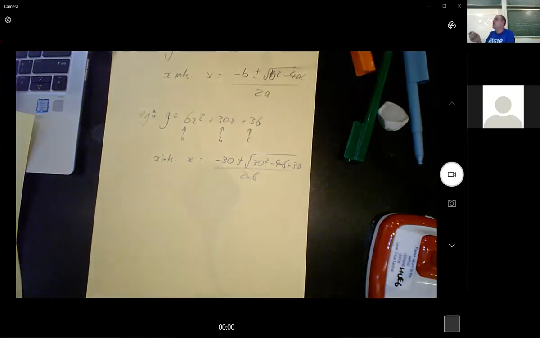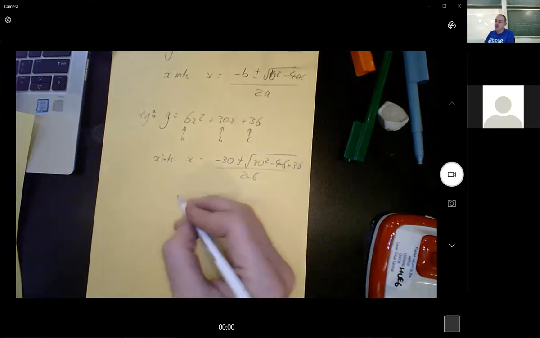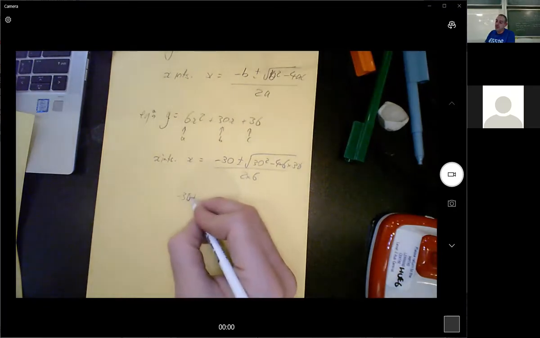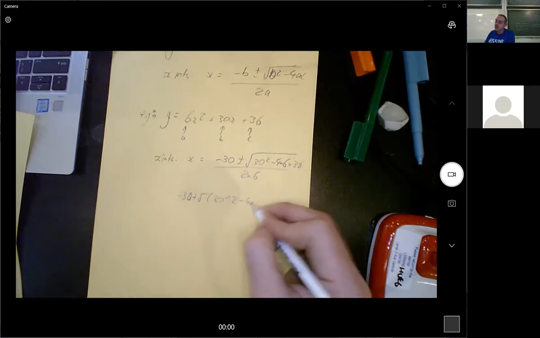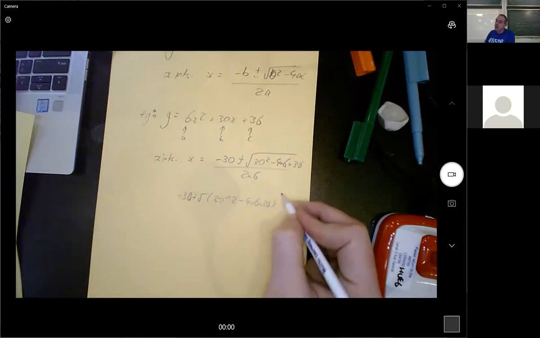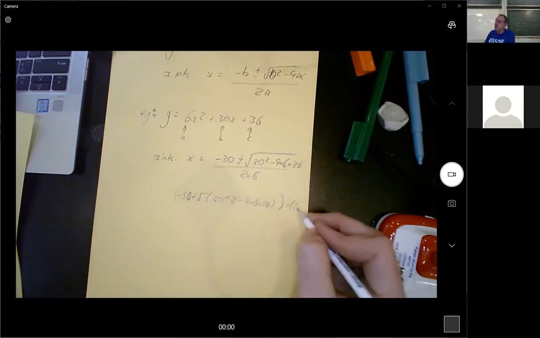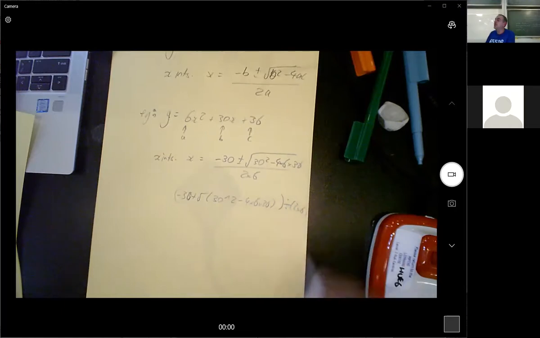In a calculator, if your calculator does fractions, then that's fine. If your calculator doesn't, then you'll have to type minus 30 plus the square root of, and then brackets there and divided by 2 times 6. One of them will be -3 and the other one will be -2 because we already solved this problem. But you don't always know that.